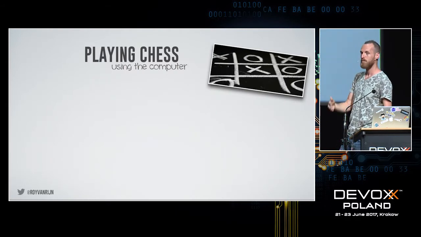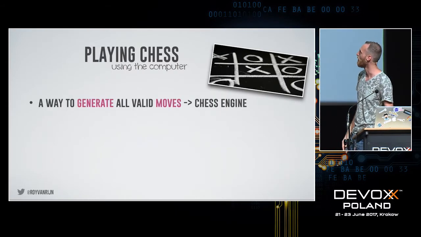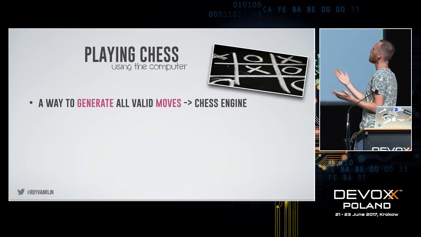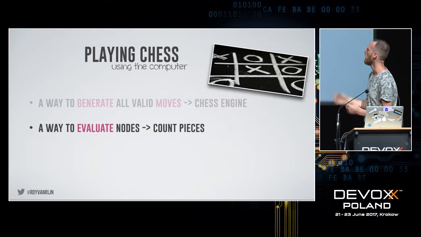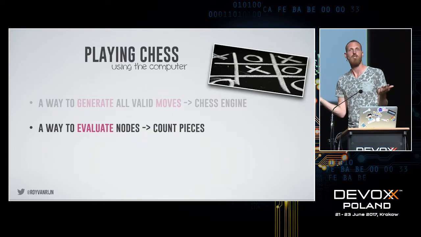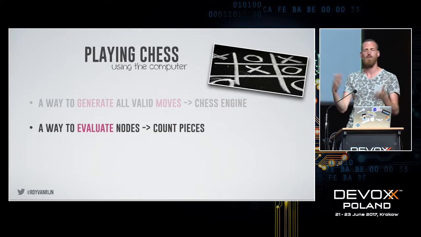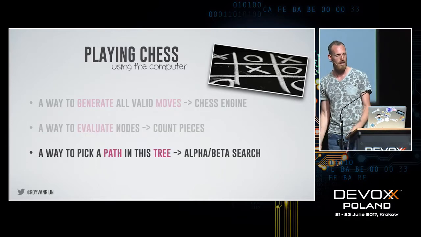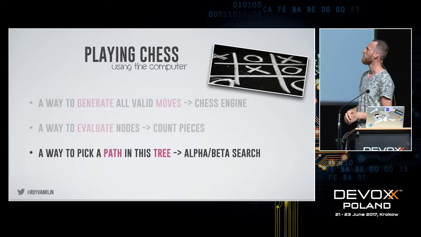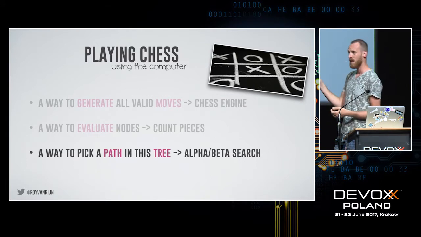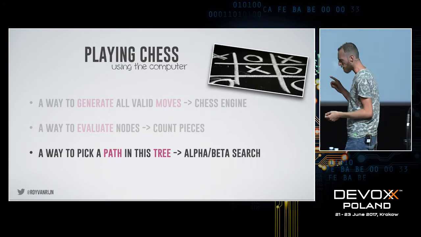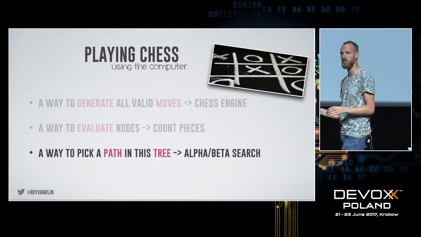So how did I write my chessbot? Well, you need a way to generate all the moves, a chess engine. You need a way to evaluate the nodes. Well, we can just count the pieces, or maybe something more elaborate. And we need a way to pick a path in this tree, and we're going to use alpha-beta search. I did this in a weekend. It was one of my weekend projects. I often do weekend projects.